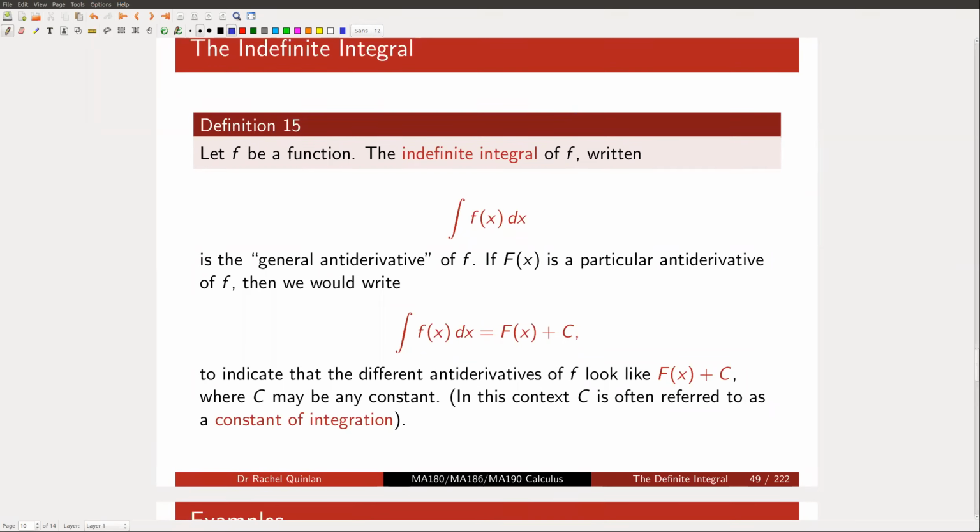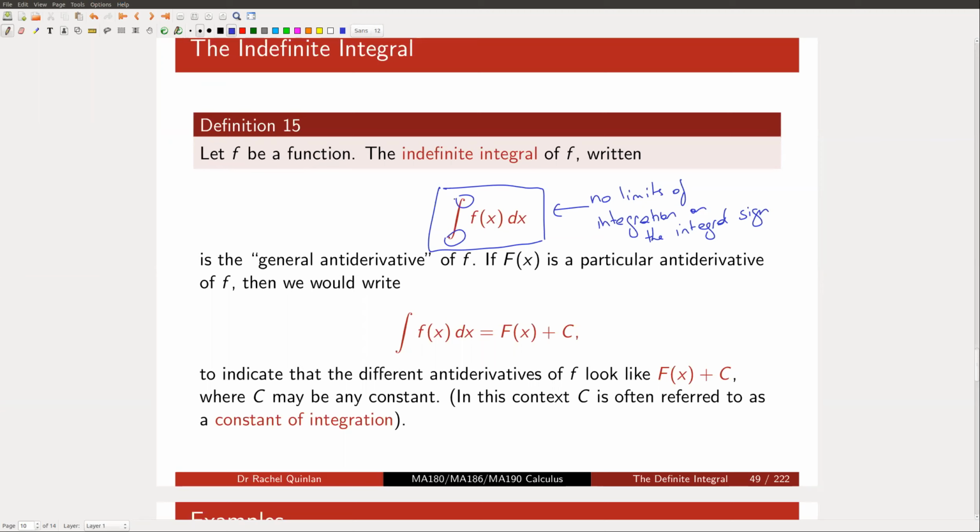So the indefinite integral of a function is written this way, and the difference between this and the definite integral is that there are no limits of integration on the integral sign. That's how it looks different. So far, we've had some numbers appearing above and below the integration sign. They're missing here. That's how we know it's an indefinite integral rather than a definite integral, which is a subtlety built into the notation.